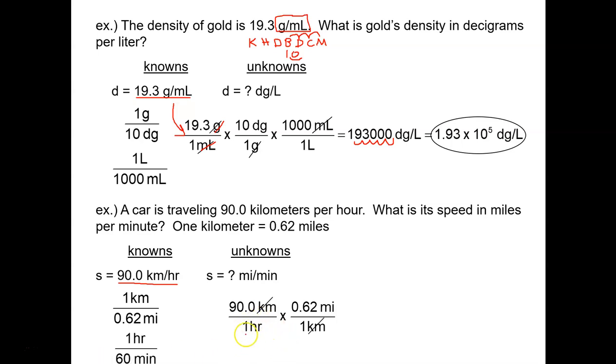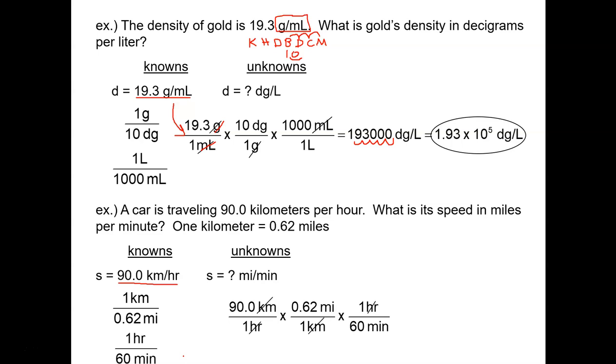All right, now we need hours to cancel. So on this next conversion factor, where is hours going to have to go? The unit hours will have to go on the top to cancel, right? And so hours goes on the top. That means minutes ended up on the bottom, which is good because we wanted miles over minutes. So miles over minutes. That works out pretty well.